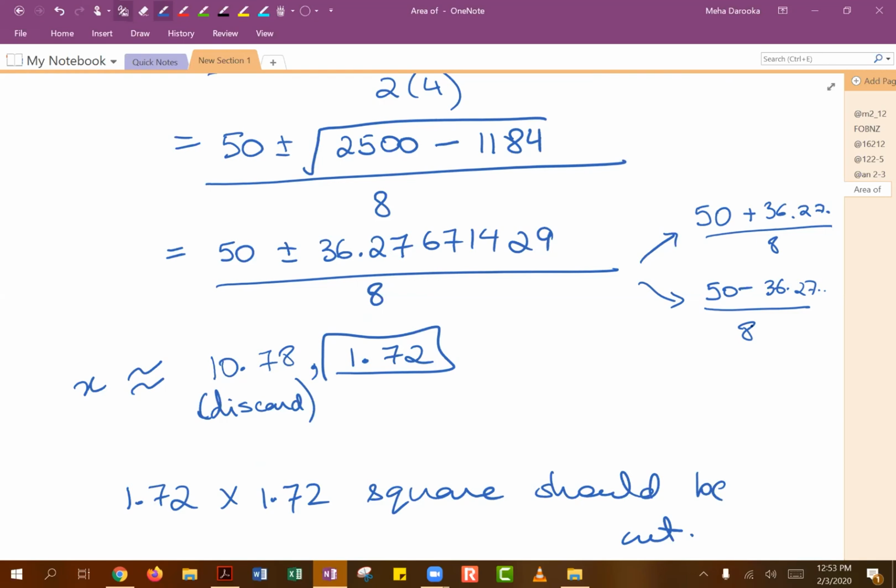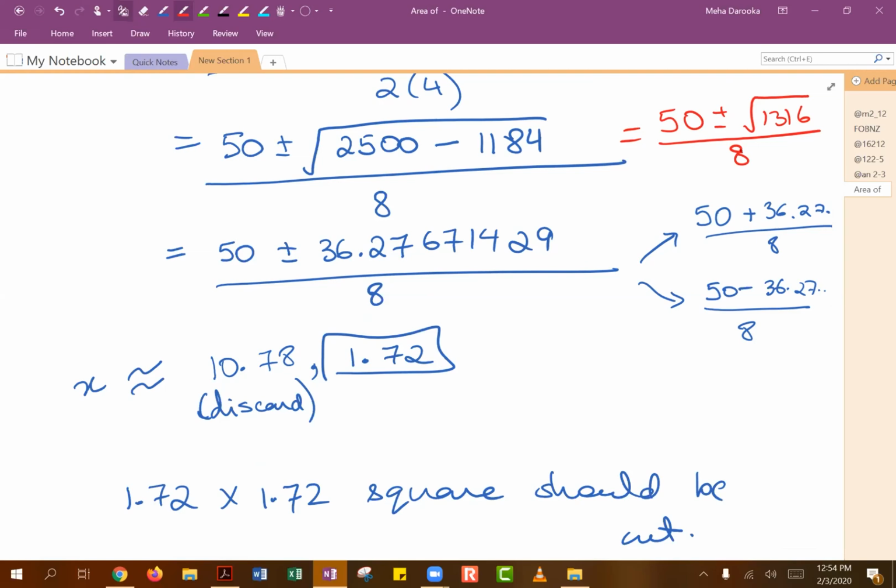The other thing you can do to keep your life easier is you can also think about this as 50 plus or minus the square root of 1316 over 8, and you can type that in because we know the square root of 1316 comes out to be that 36.27. So if you don't want to type that whole big decimal in, you can just type in the square root of 1316 and you'll still get the 10.78 and the 1.7. Because I'm lazy, I don't like to type if I don't have to. So you can use the square root and get the same result.